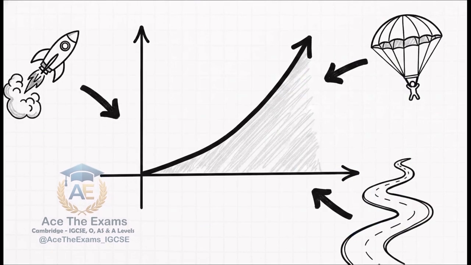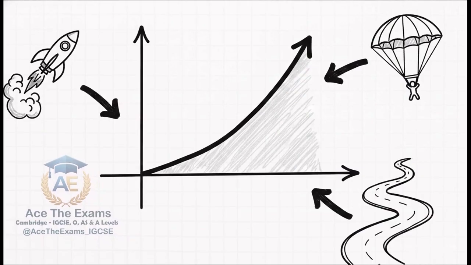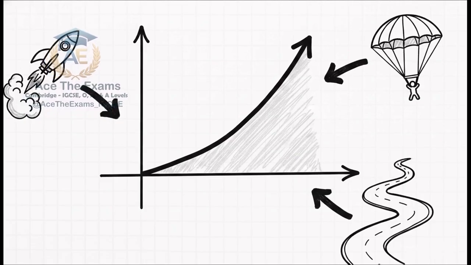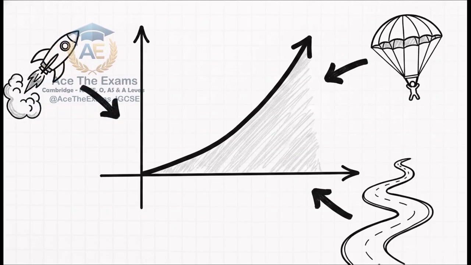Now let's apply this exact blueprint to something that completely trips up a lot of students: vector graphs, particularly velocity-time graphs. If your exam question involves graphs, do not just describe the picture. Examiners hate it when you just say, the line goes up and then the line goes down. You must explain what the visual elements mean in the actual physical world.